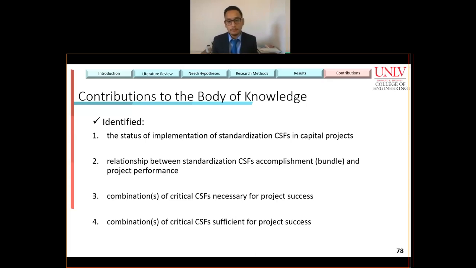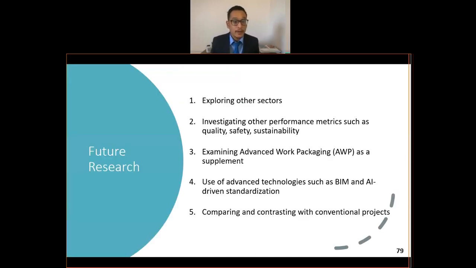I have the following future research recommendations: exploring other industries or sectors such as transportation and infrastructure, commercial. Also, investigating other performance metrics such as quality, safety, or sustainability could definitely add value. Examining advanced work packaging as a supplement or even a complement to standardization strategy can help understand the standardization strategy and what needs to be done to achieve higher levels of standardization in projects. Also, the use of advanced technologies such as BIM and AI-driven standardization can help achieve higher levels of facility standardization. And finally, future research could be comparing and contrasting conventional projects with standardized projects to better understand the CSFs for standardization and how they impact project performance.